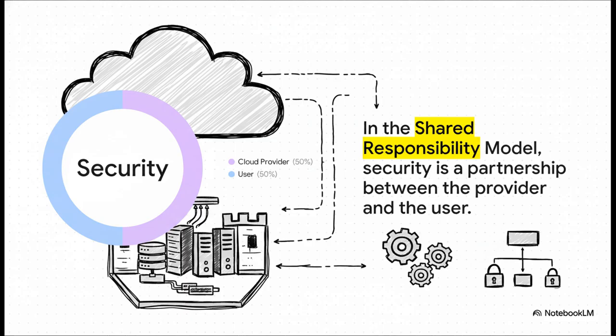But here's a super important thing to get about the cloud. Security is a team sport. It's called the shared responsibility model. What it means is the cloud provider is responsible for securing the cloud itself, the physical buildings, the hardware. But the user, the company with the website, is responsible for security in the cloud. That means protecting their data and controlling who has access.